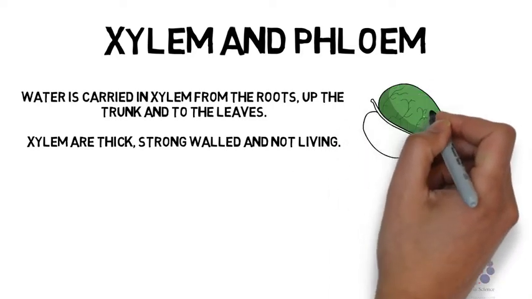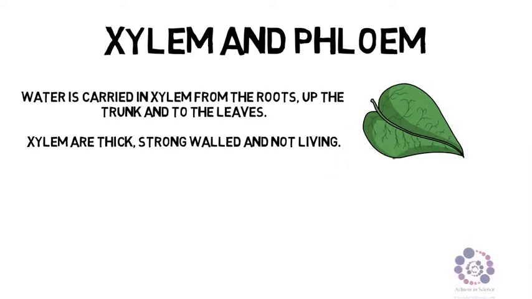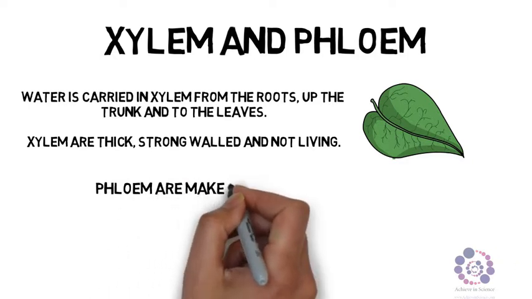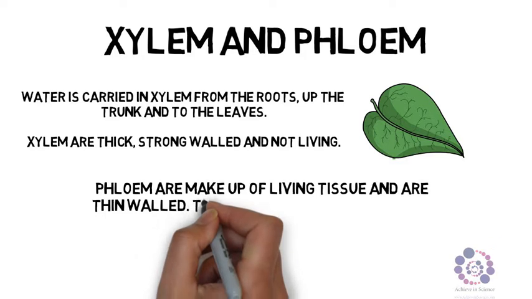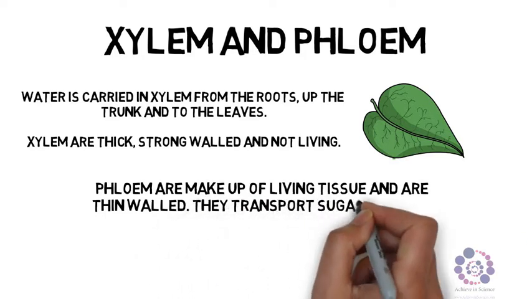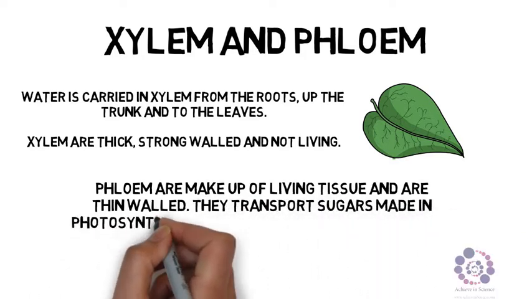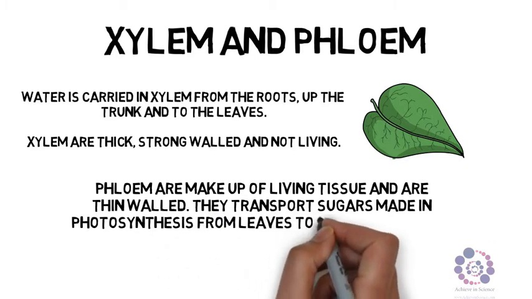In contrast, if we compare this to the phloem, it is made up of living tissue. They are thin-walled, and instead of transporting water, they transport sugars, which are made in photosynthesis, and therefore are transporting from the leaves to the rest of the plant.